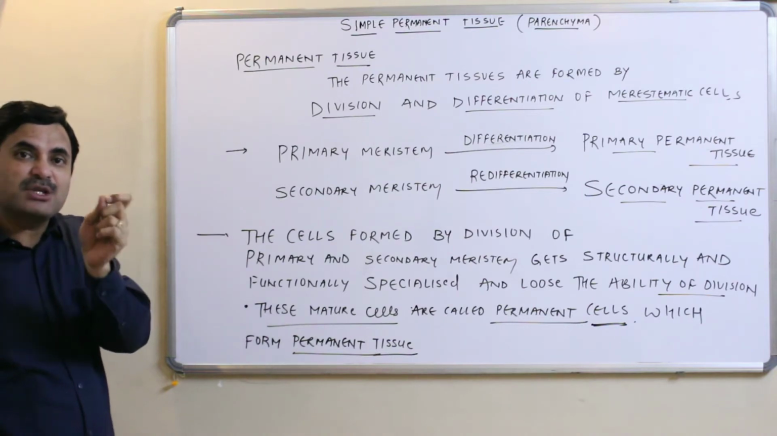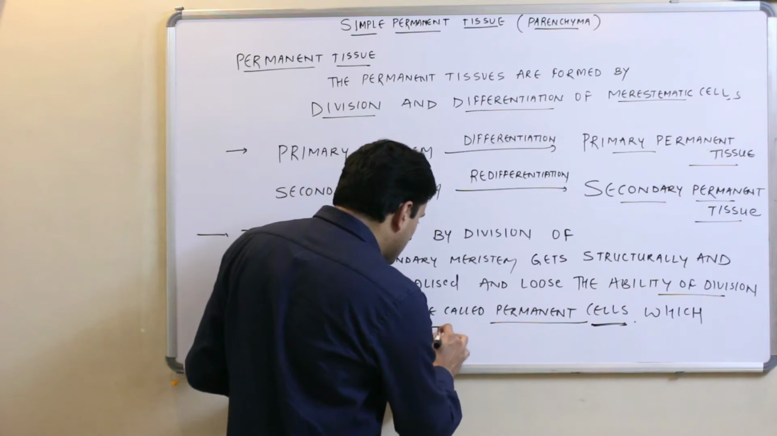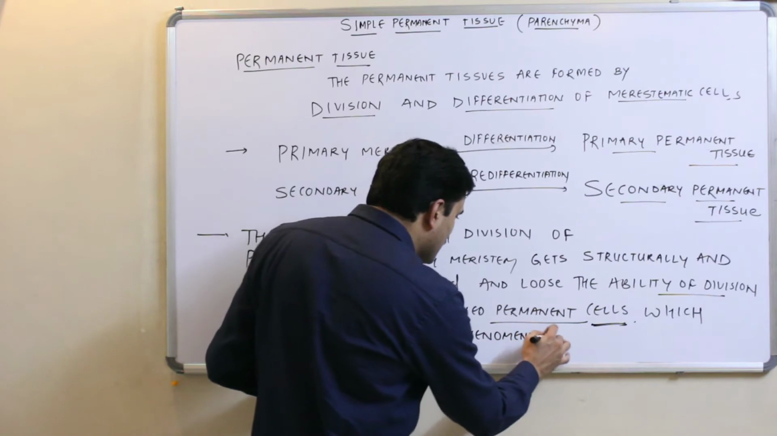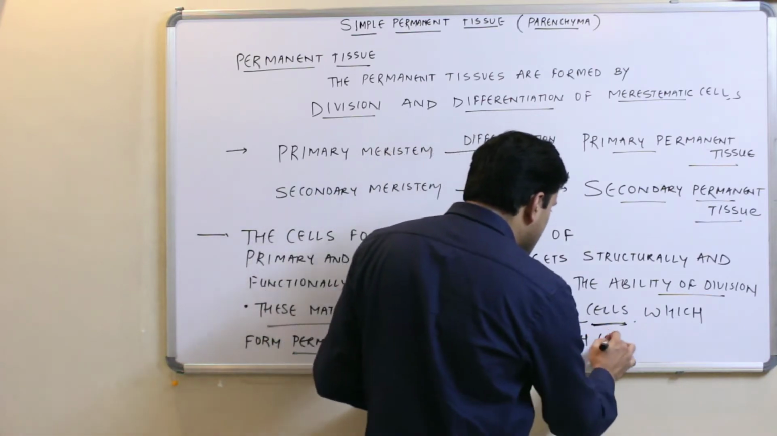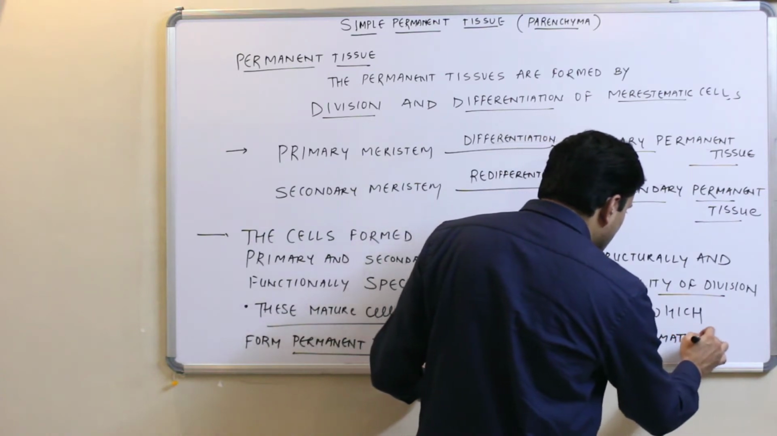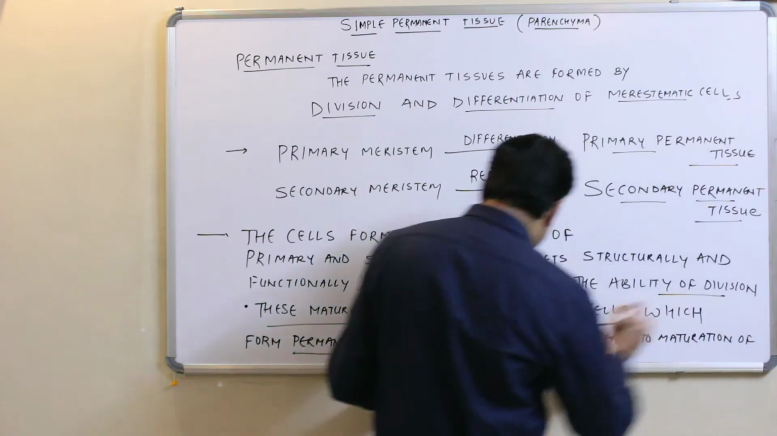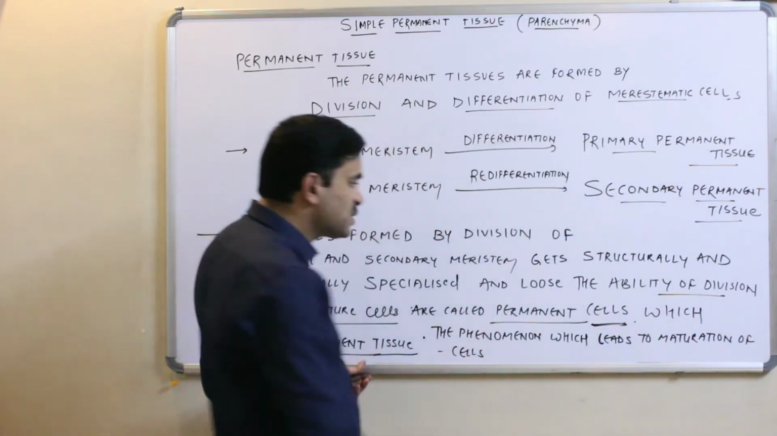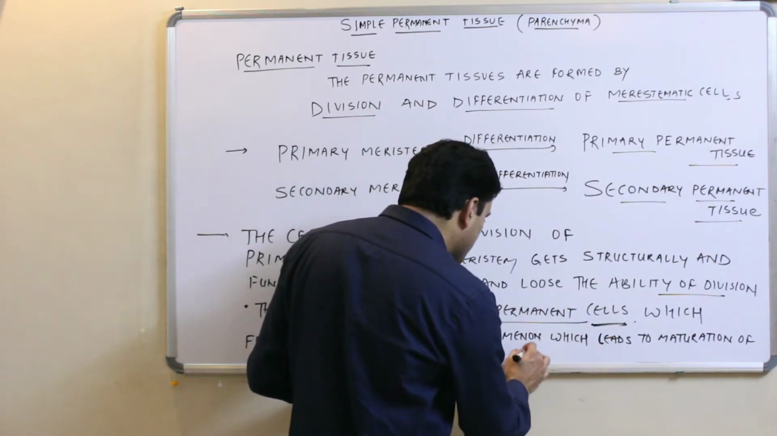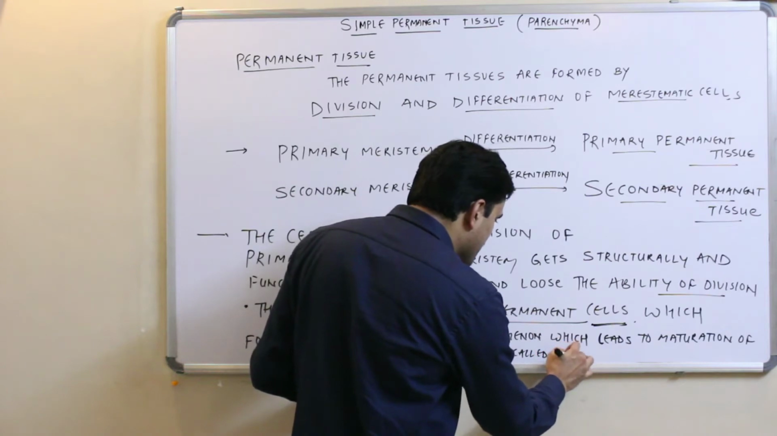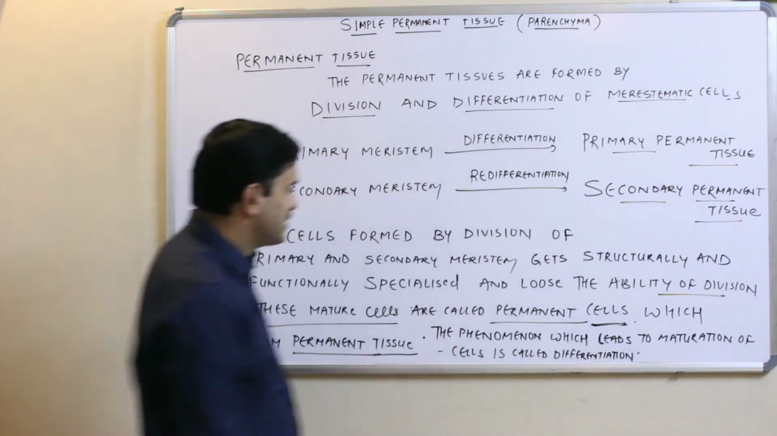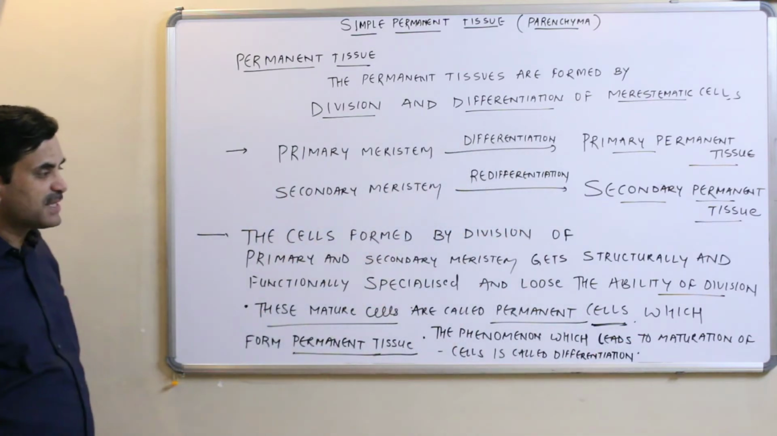the phenomenon which leads to maturation of the cell is called differentiation. The phenomenon which leads to maturation of cells is called differentiation. Alright, the phenomenon which leads to maturation of the cell is called differentiation.